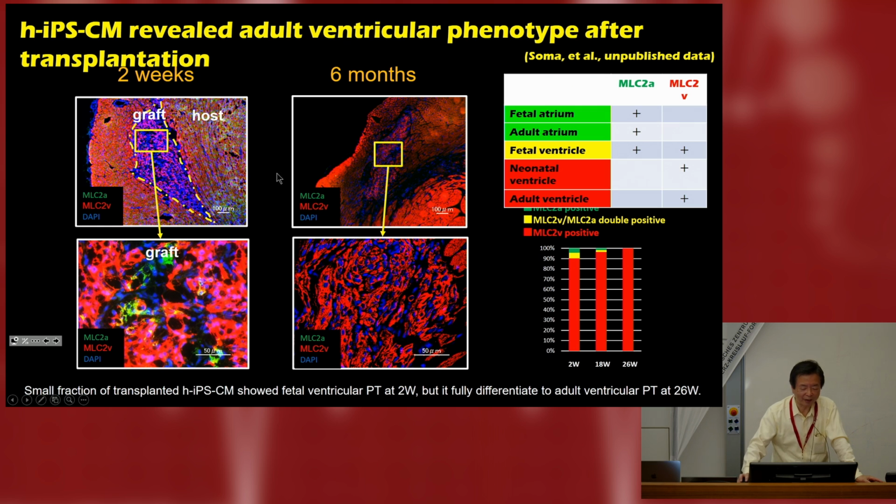This is co-immunostaining of an atrial cardiomyocyte marker and a ventricular cardiomyocyte marker. MLC2A is an atrial cardiomyocyte marker. After 2 weeks from transplantation, some of the cells show green. However, after 6 months, all of these cells showed only red. So these findings indicate that at the early timing of transplantation, fetal ventricular cardiomyocyte may be in it. But thereafter, they differentiate into adult cardiomyocyte.